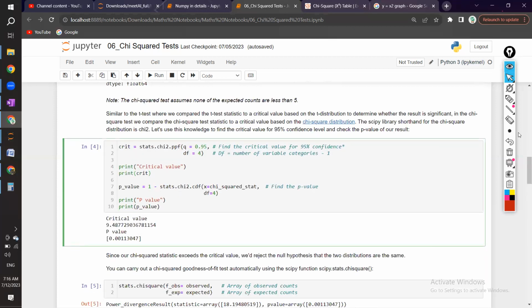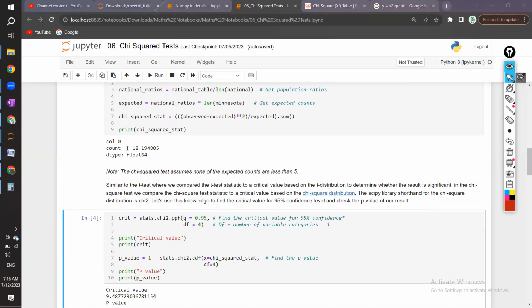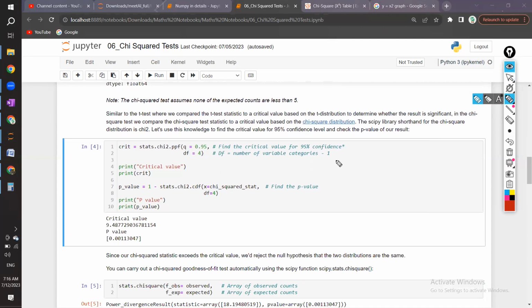What is our chi-square? Chi-square is 18.19. And what is the critical value? The critical value is 9.488. So chi-square is greater than the critical value. So what can we do, guys? Accept or reject? Reject.